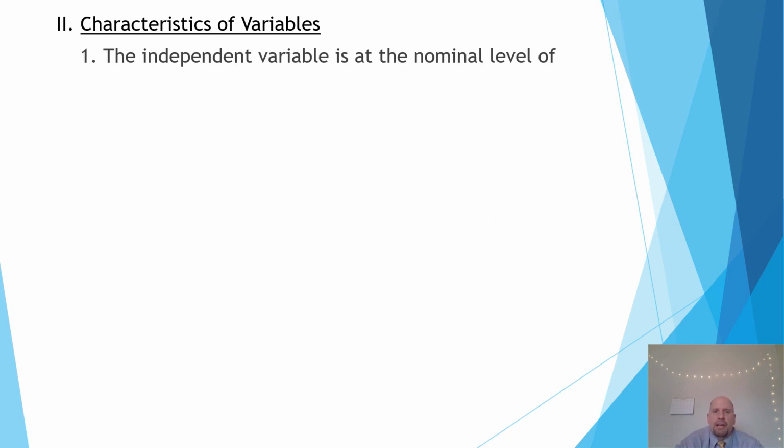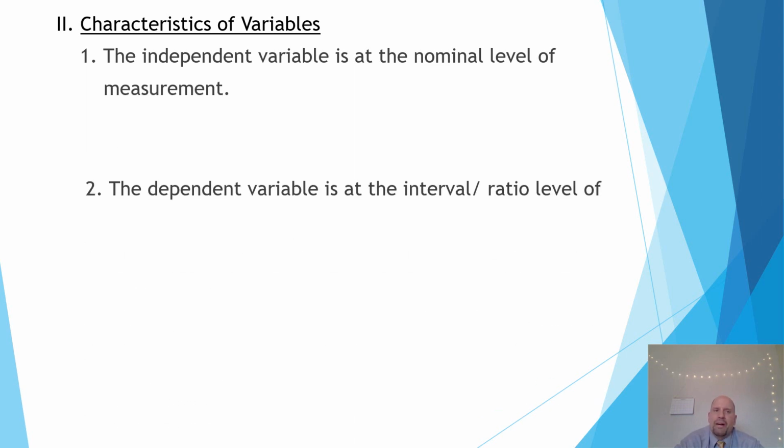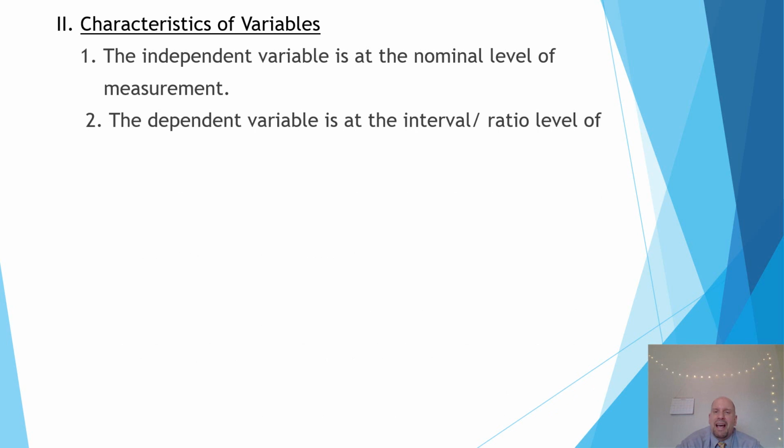Let's take a look at number 1. The independent variable is at the nominal level of measurement, whereas the dependent variable is at the interval ratio level of measurement. Now, you might be saying to me, oh, okay, so we do have to distinguish between independent and dependent variables. Yeah. And they actually are going to come in 2 different levels of measurement. That's the first time we've seen this, and really one of the only times we're going to see it in this class. You're going to get more familiar with this as we go along. It's not going to be a big shock to you.